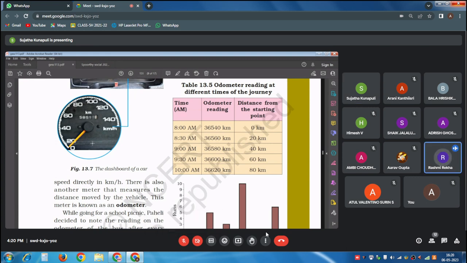Ma'am, how does the odometer work, ma'am?